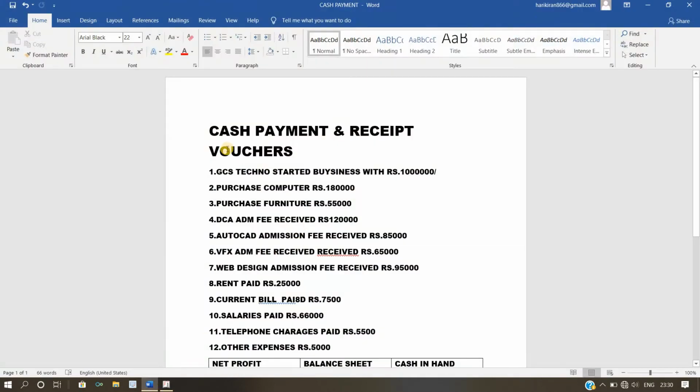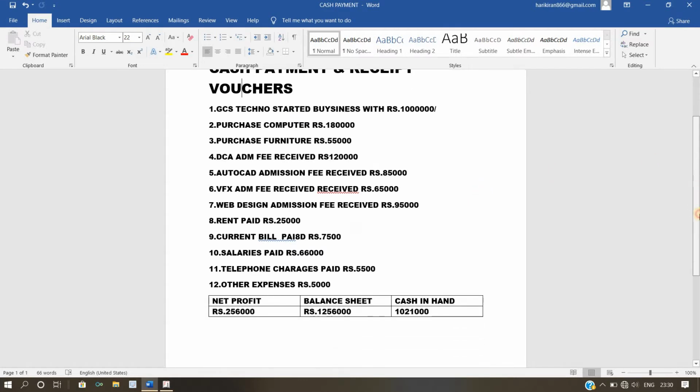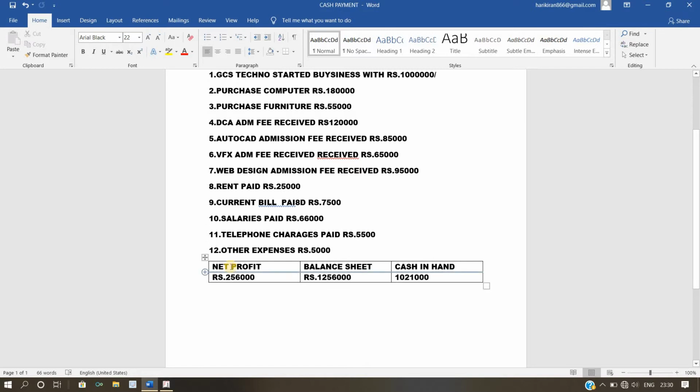See friends, we do this in Tally ERP9 app. I have here 12 statements and I should get net profit of amount 2,56,000 and balance sheet amount I should get 1,12,56,000 friends, and cash in hand 10,21,000. Okay friends, I should get this amount.